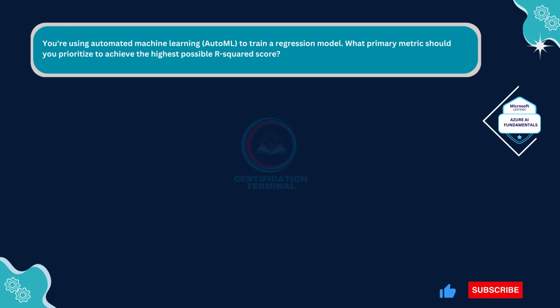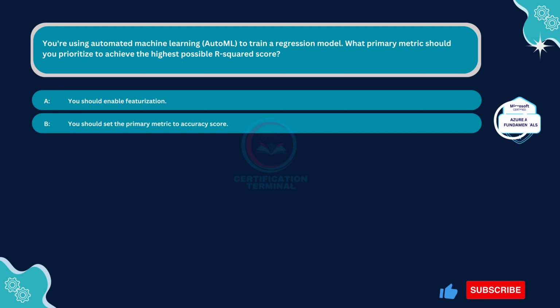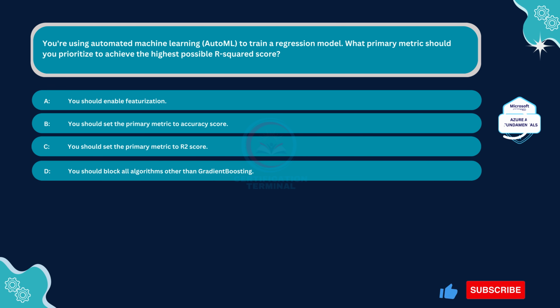Next question. You're using automated machine learning, AutoML, to train a regression model. What primary metric should you prioritize to achieve the highest possible R-square score? Option A. You should enable featurization. Option B. You should set the primary metric to accuracy score. Option C. You should set the primary metric to R-square score. Option D. You should block all algorithms other than gradient boosting. The correct answer is Option C.